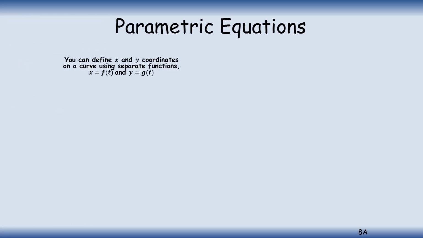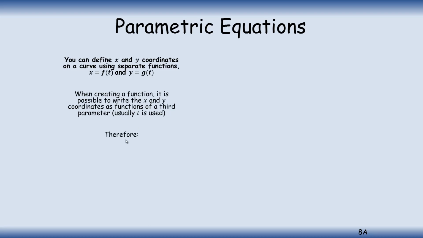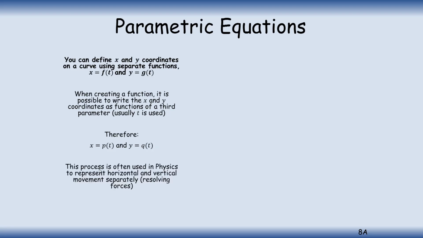Right, so when we're defining our x and y coordinates, which we can call Cartesian coordinates, we can write them in terms of a third parameter. Often t is used. So you can say x is a function of t and y is a function of t. Often used in physics when they resolve forces. And t is chosen because it often represents time. So let's have a look at writing x and y coordinates in terms of a third parameter, t.